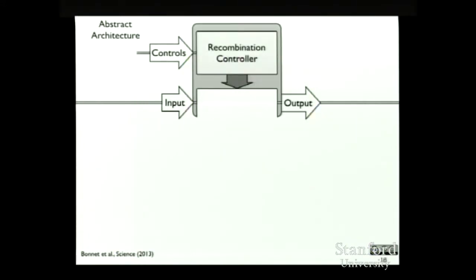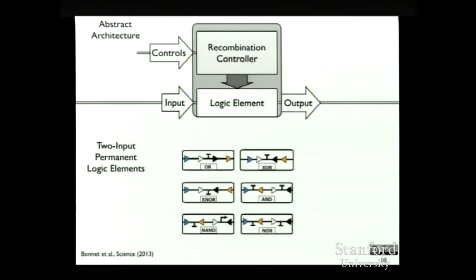But in any case, let me zoom out. So at an abstract level, we've got an input signal, which is a transcription signal coming in. We've got an output signal, which is a transcription signal going out. And we've got control signals, which are transcription signals as well, transcriptional current as well, going into the recombination controller, which means they're making integrases when they come in. And we slot into this logic elements. The types of logic elements I've been showing you are these two input logic elements. These are write once elements. So we built all these to start. And we started working on this in June or July of last year.